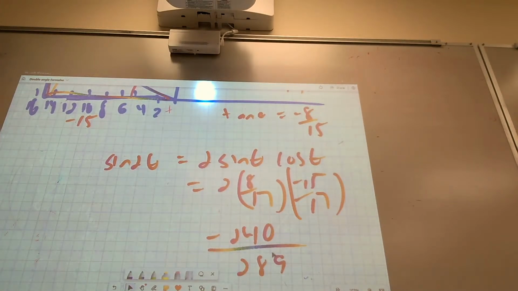You're doing cosine. It goes easier when you do cosine. You already know 17 times 17. And then do tangent, and then just go on to the next one.